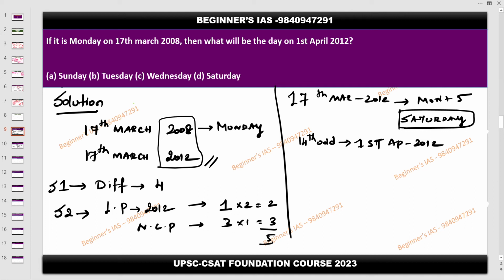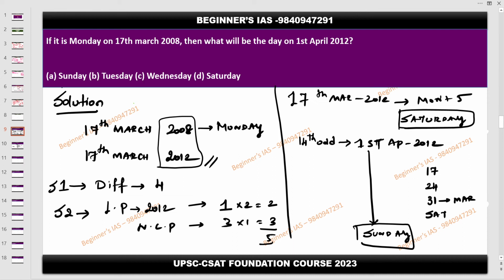So listen carefully. 17 plus 2 weeks, 17 plus 7 is 24, 24 plus 7 is 31. 31 March is going to be again Saturday. Then 1st April 2012 is going to be Sunday. People understanding? Yes, sir. Here, simple logic only you need to remember.